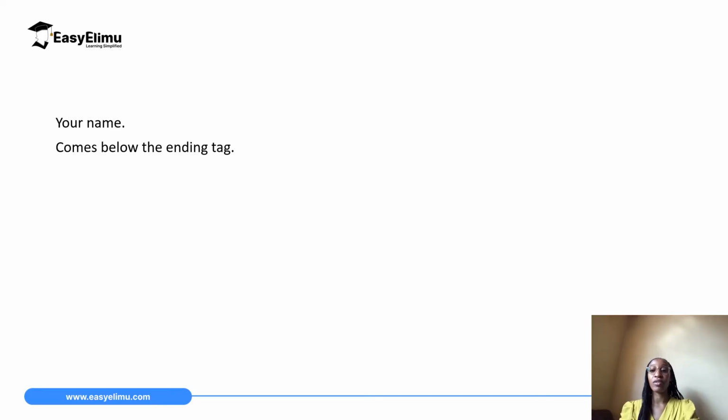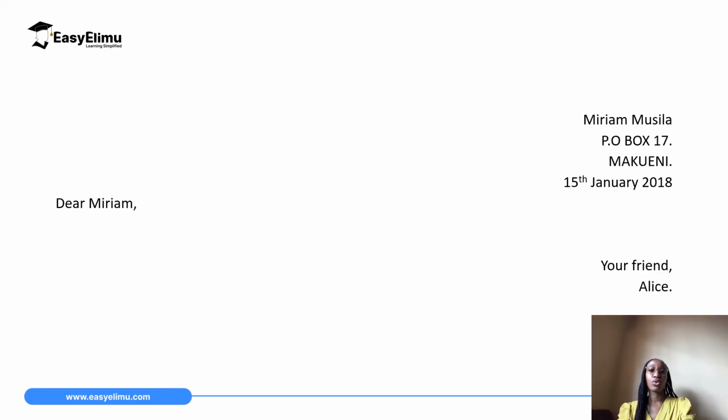We are going to have a look at how the ending is supposed to look. Most of the time, it is at the bottom right of your letter. So you can see the ending right there. It is at the bottom right. Your friend, comma, and then below it, Alice. So let us now have a look at a sample of an informal letter, and see if it has all these features that we have discussed.